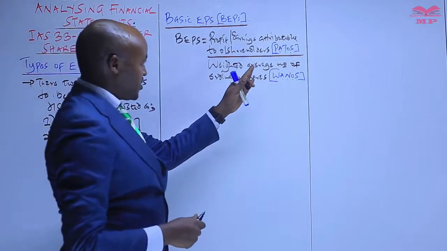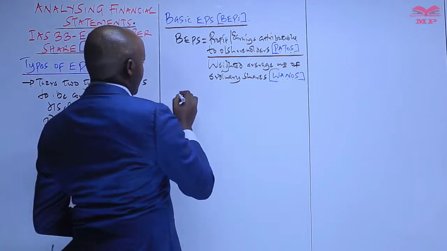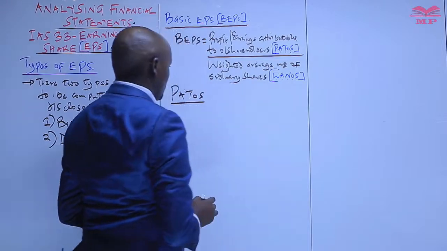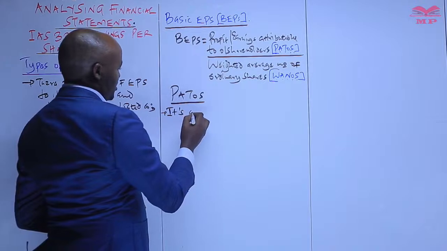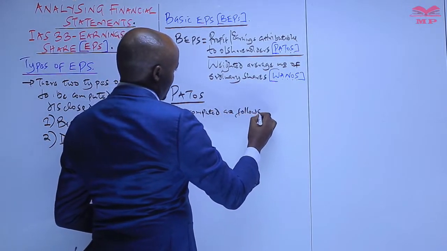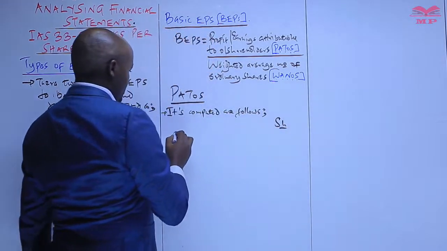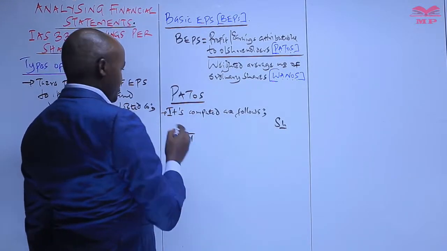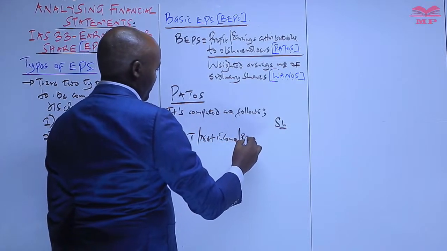basic earnings per share. I want us to look at how we determine these two items, the PATOS and the WANOS, and we start by looking at how we determine the PATOS, that is the profit attributable to ordinary shareholders, and we can say that it is computed as follows. To compute it, we take the profit after tax reported by the company or reported by the group. The profit after tax is also known as the net income, or the profit for the year.